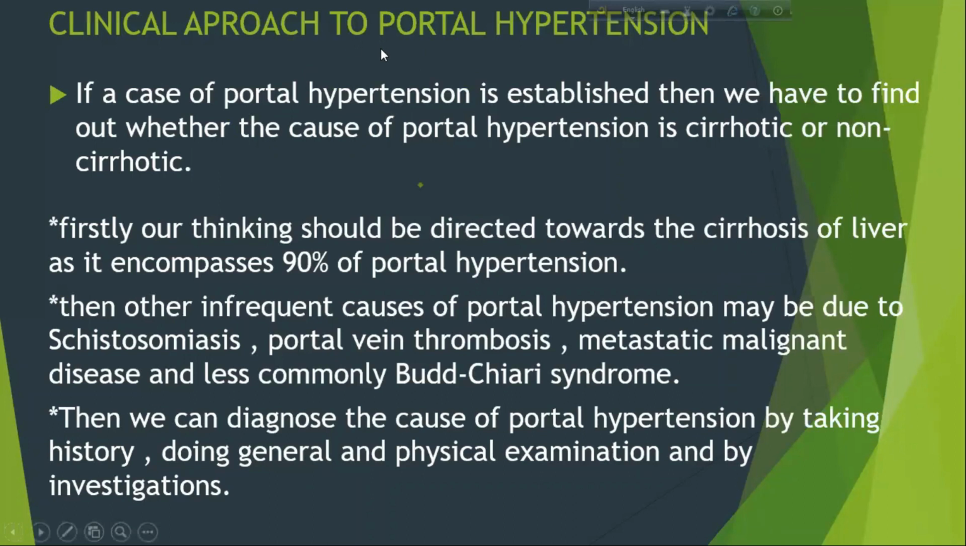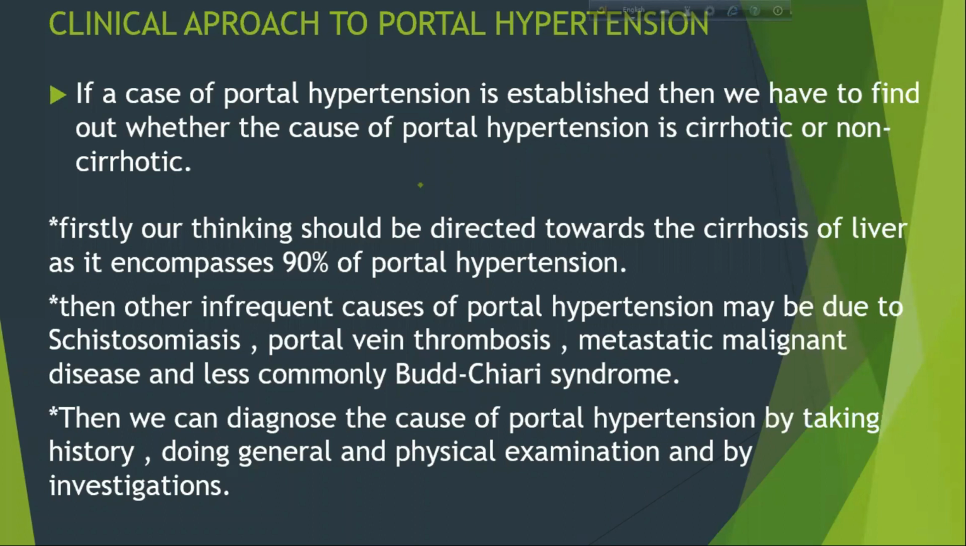Clinical approach to a portal hypertension. If a case of portal hypertension is established, then we have to find out whether the cause of portal hypertension is cirrhotic or non-cirrhotic. Firstly, our thinking should be directed towards cirrhosis of the liver, as it encompasses 90% of portal hypertension. Then, other infrequent causes of portal hypertension may be schistosomiasis, portal vein thrombosis, metastatic malignant disease, and less commonly Budd-Chiari syndrome.